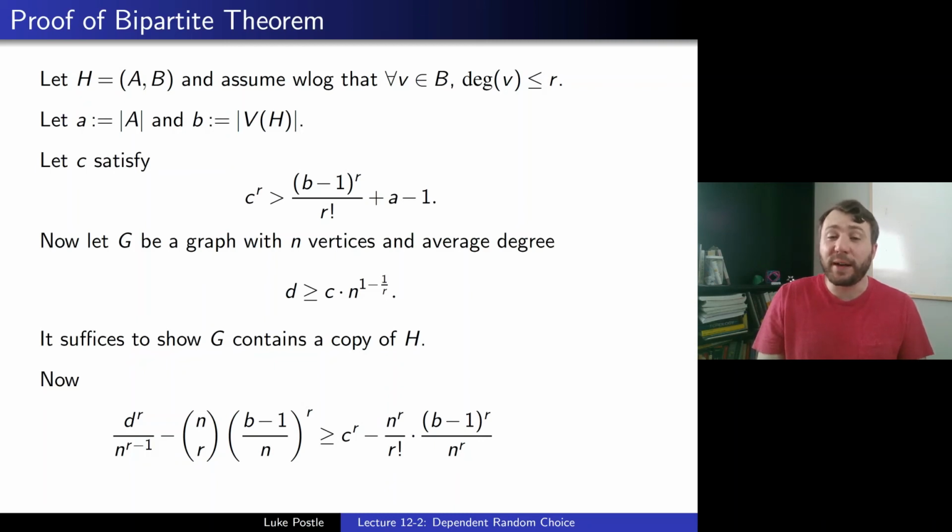And we get (b minus 1)^r over n^r. Those n^r's cancel. And so we get c^r minus (b minus 1)^r over r factorial, which by assumption was strictly greater than a minus 1, because that's what we picked c to satisfy. So basically we pick c, it works out there's just a constant depending on a, b, and r that will indeed get us that this dependent random choice lemma holds when we plug in that average degree. So we're almost done.